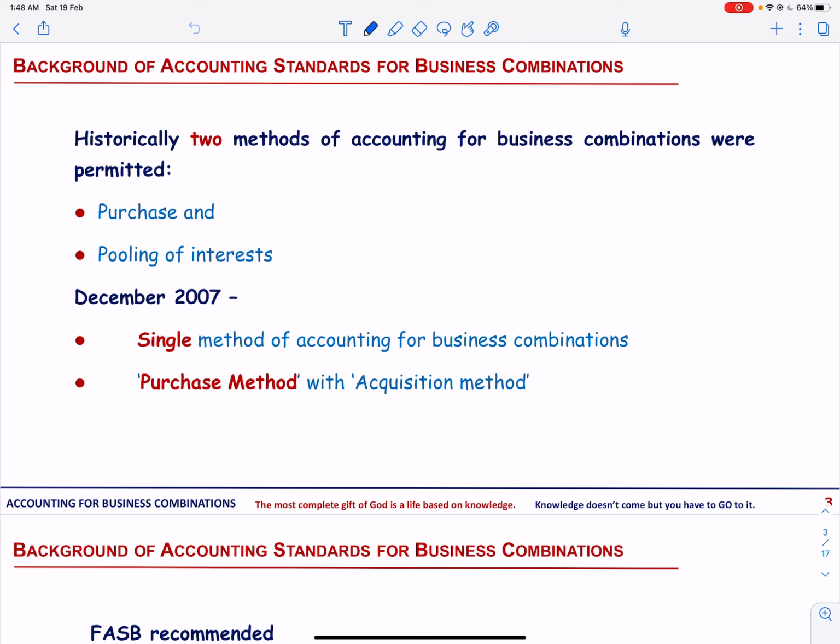In early 2002, FASB and International Accounting Standards Board agreed to have a common standard for both domestic and cross-border combinations. Unfortunately, these standards are not identical yet.